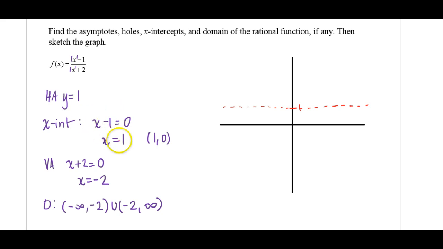I'm going to mark my x-intercept at 1, 0. So on the x-axis, I have my x-intercept at 1, 0. And my vertical asymptote is at x equals -2. So here's -1, here's -2. And I'm going to also draw that as a dotted line because it's going to help me to sketch the graph.